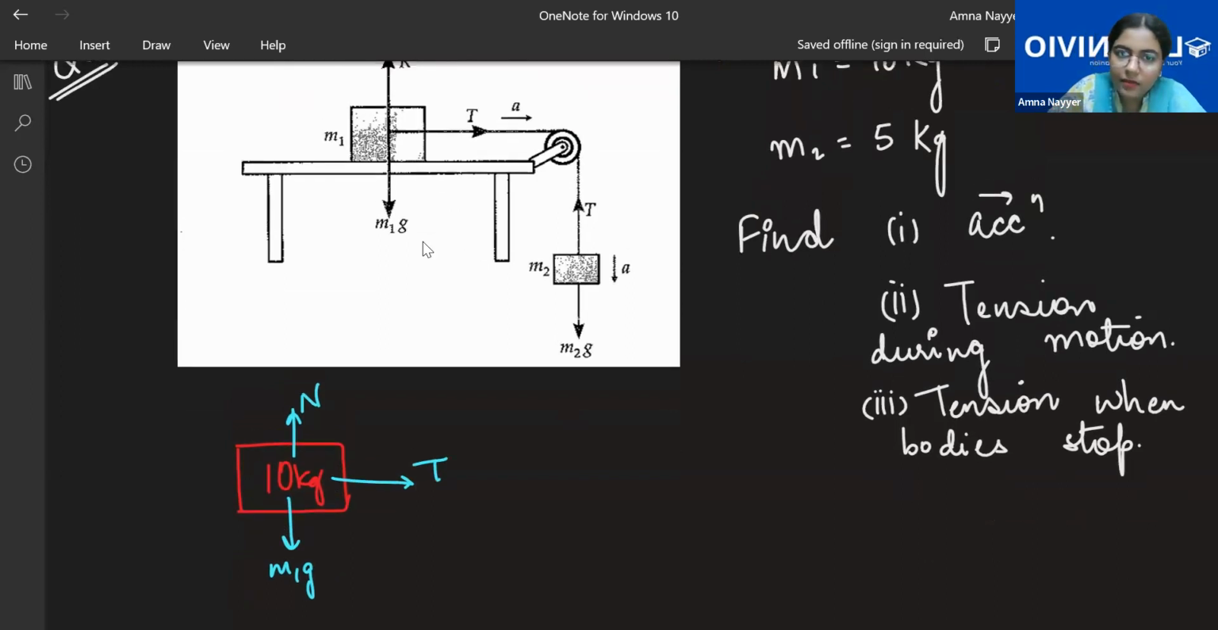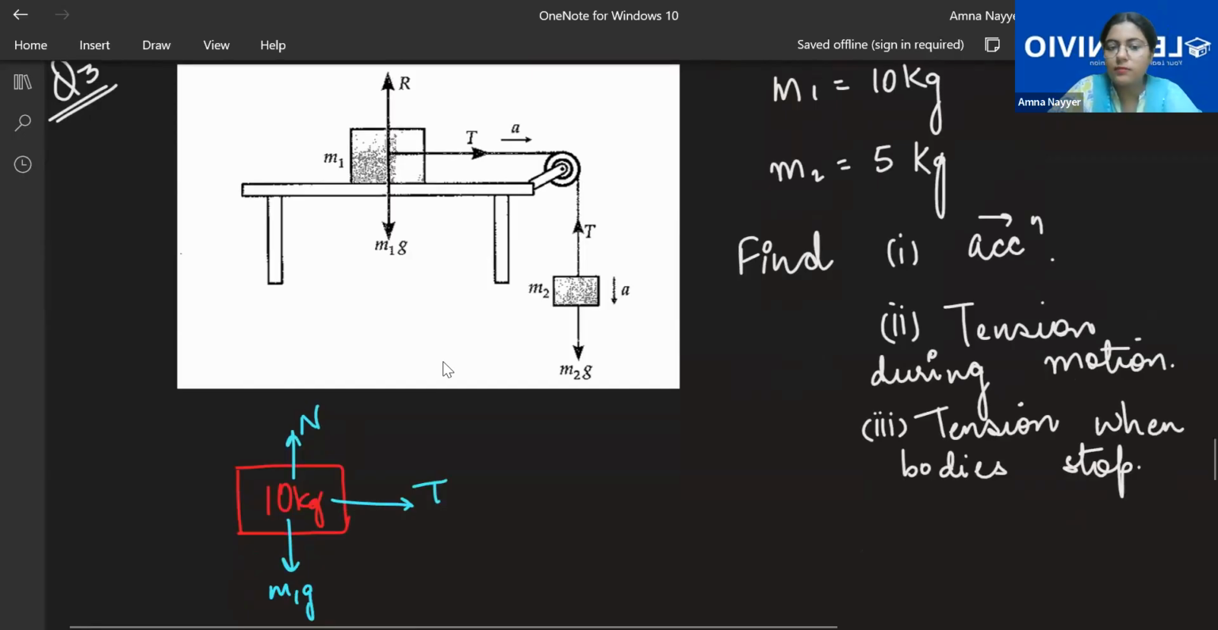Now, just tell me one thing. Is there any force acting on this block that you think should be there and I haven't mentioned? M2. An opposite force to T. What, Aisha? An opposite force to T. Which force is that?